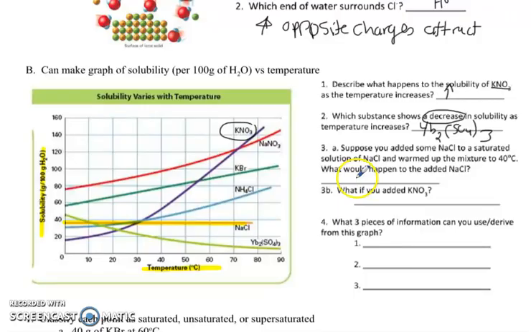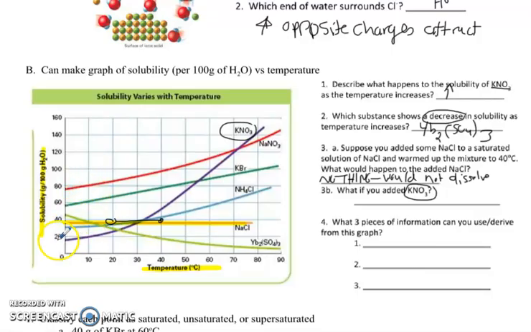Question 3. Suppose you added some NaCl, some sodium chloride, to a saturated solution of NaCl and warmed it to 40 degrees Celsius. So let's say we're somewhere below 40, maybe we're at 20, and I added more and warmed it to 40. What would happen to the added NaCl? Nothing. It would not dissolve. It would sit at the bottom of the beaker because sodium chloride's solubility does not increase with temperature.